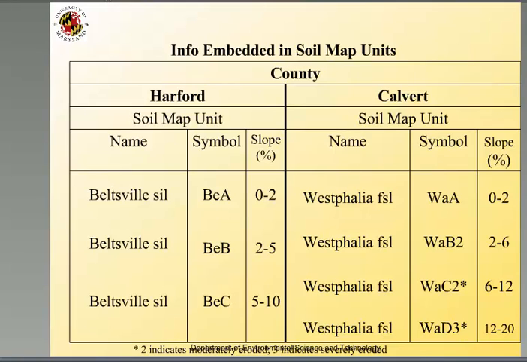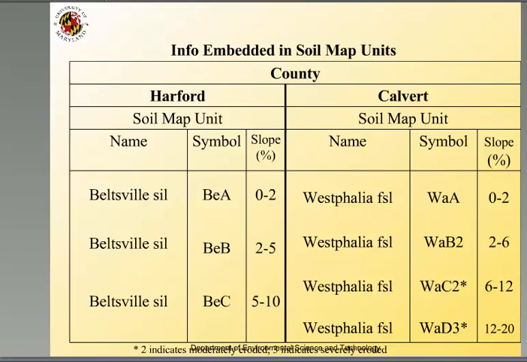So you can see here that the BEC, the Beltsville silt loam, is 5 to 10% slope, whereas the Westphalia fine sandy loam is 6 to 12. Not the same, but C is more sloped than A or B.